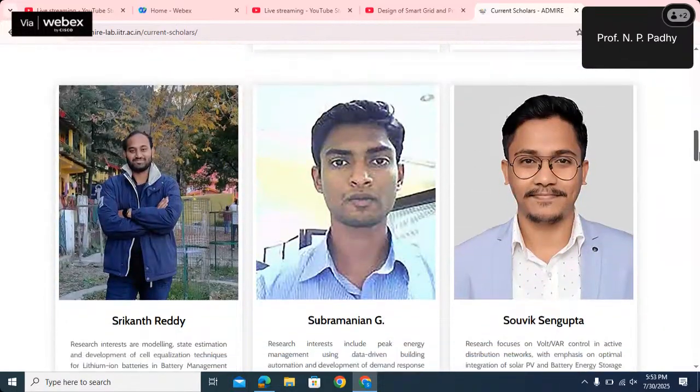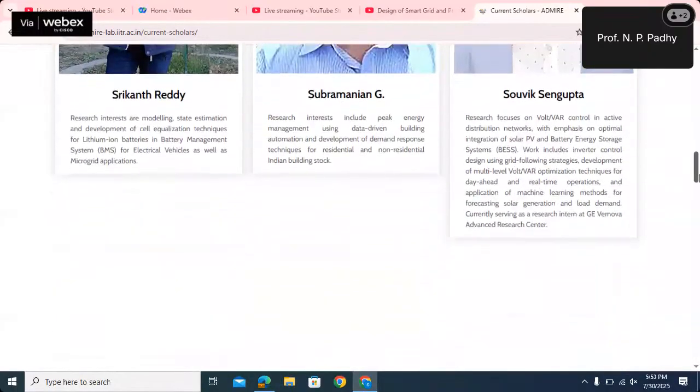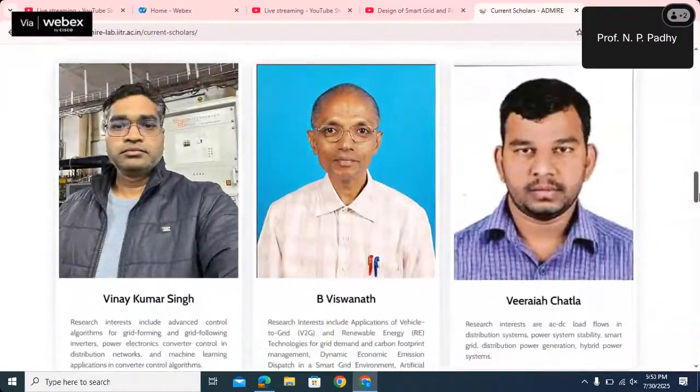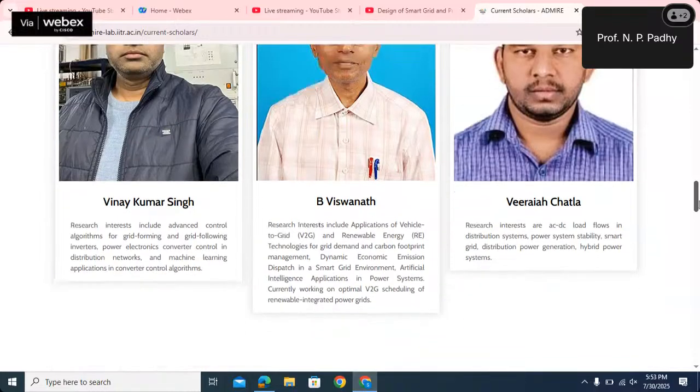Srikant is with an industry. Subramanyam. Sobik is with GE as an intern. Vinay is currently doing PhD. Vishwanath ji is one of my most senior research scholars, as I mentioned. He is 70 plus, 75 plus, and he's doing his PhD. So we also learn. Okay. Veera is doing his PhD.